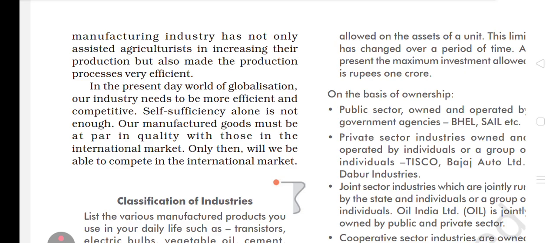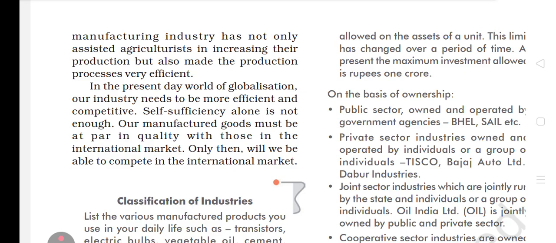Okay, in present day world of globalization, again this term globalization has come. What is the meaning of globalization? Please comment. So dear student, you know very well that globalization means interconnectivity. Globalization refers to the interconnectivity or integration of the nations, isn't it? Globalization is a process that involves integration and interconnection of different nations.